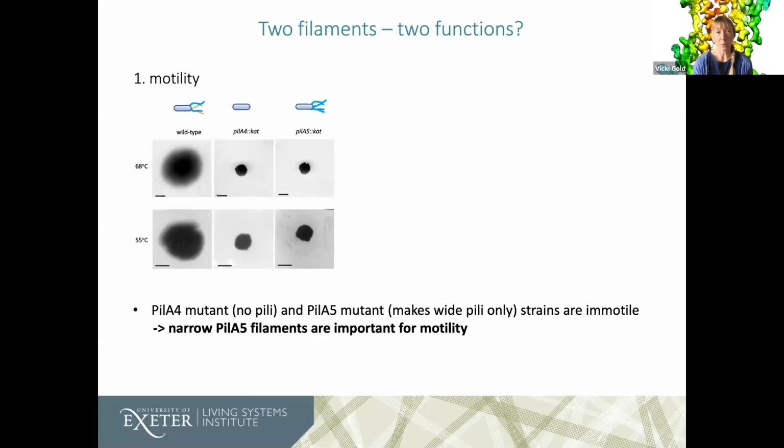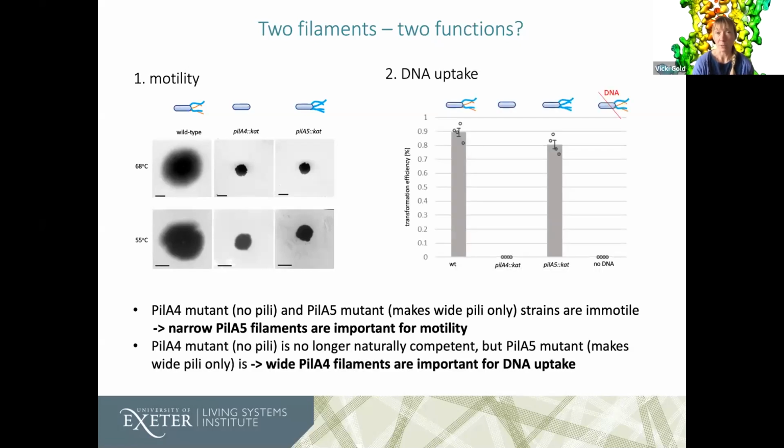We could also perform some natural transformation assays looking at DNA uptake, again with the same samples and a control without DNA. And you can see that the mutant which has only wide pili was comparable to the wild type with both. So that tells us that the wide pili are sufficient for DNA uptake and that the narrow ones are not required.